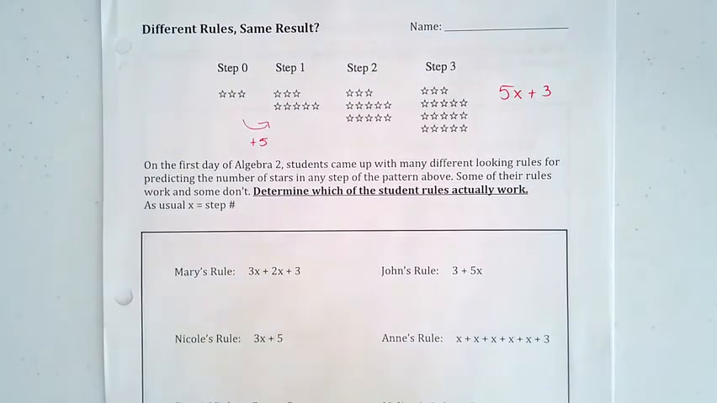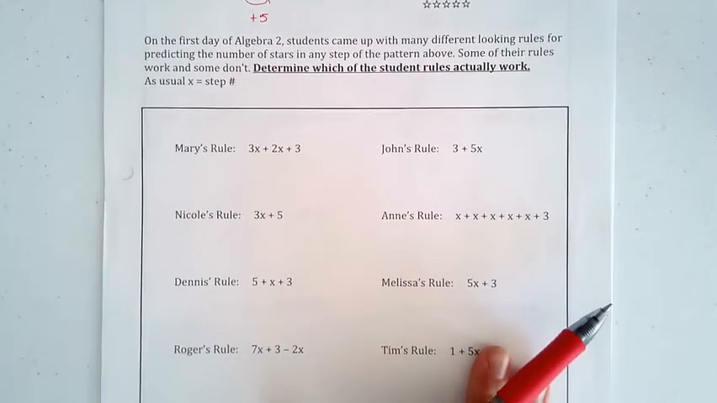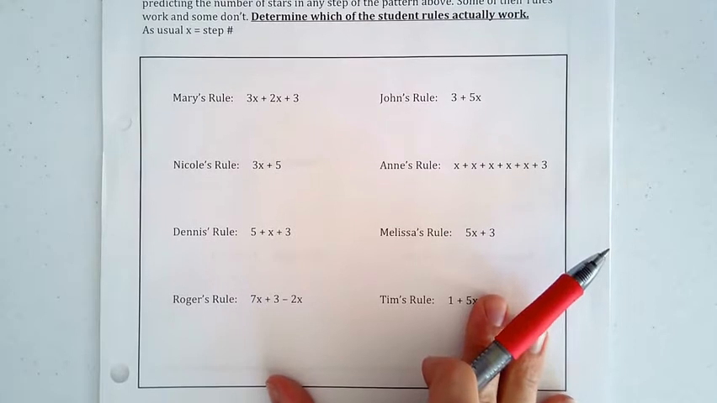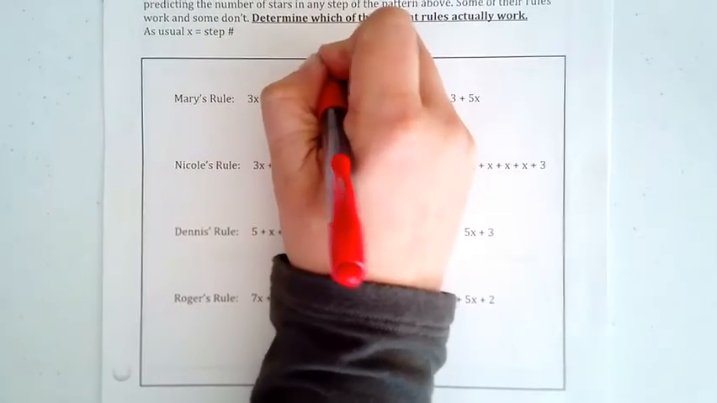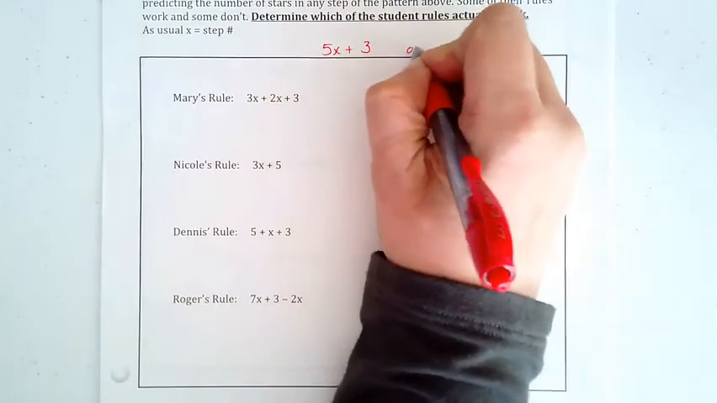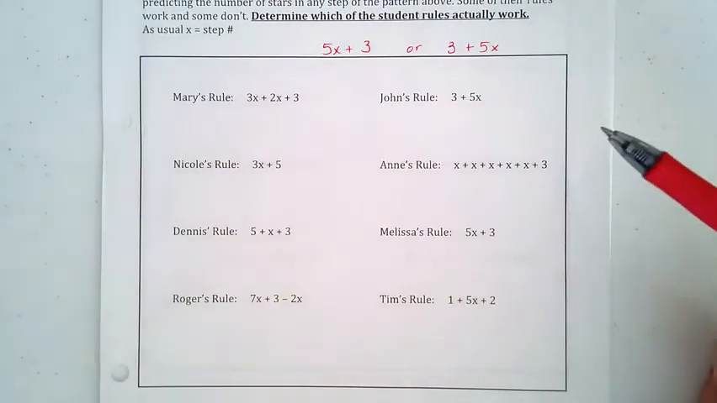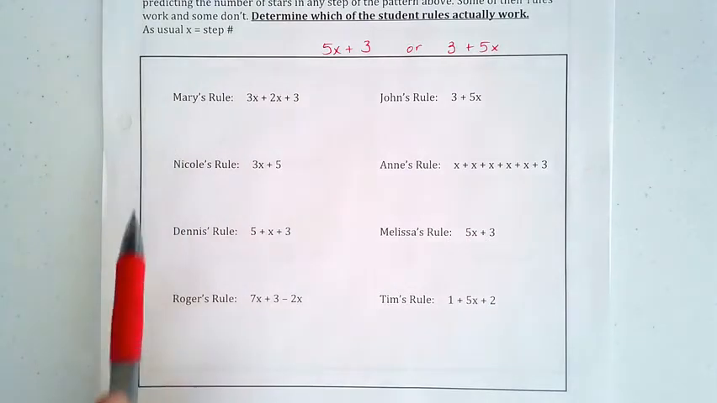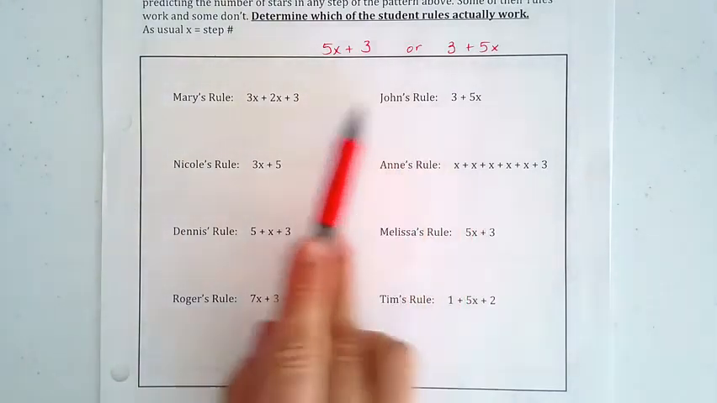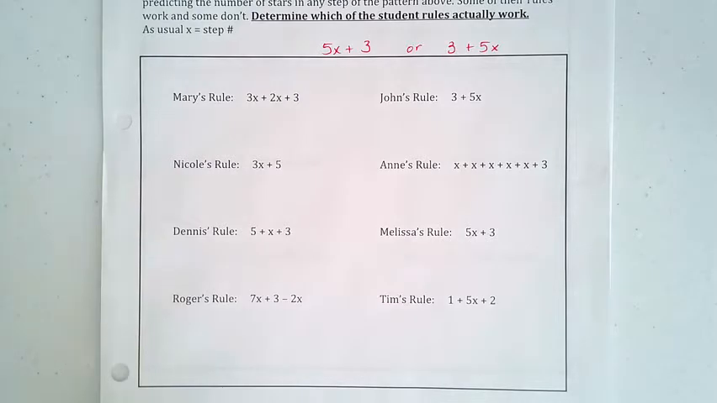Okay, so now what I want you to do is I want you to take a look at all of these different answers that the students in Algebra 2 gave. And again, remember, the one we came up with is 5x plus 3, or some of us might have come up with 3 plus 5x, okay? And what I'd like you to do is I want you to pause and cross out the ones that don't work. So it says determine which of the student rules actually work. If there's any that don't work, you can go ahead and cross those out. So you can press pause now.